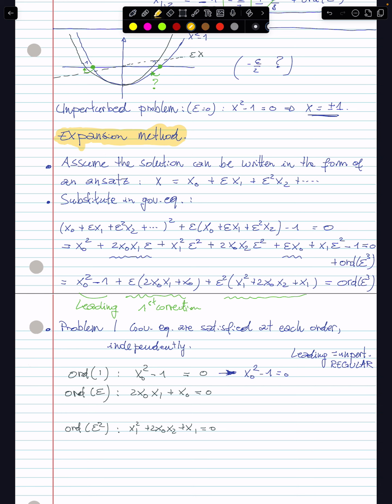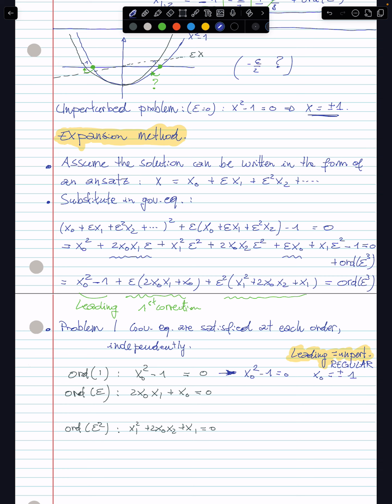Okay, important. That's something you can keep as a take-home message. Okay, so the solution is x0 is equal to plus or minus 1. We know this already. It means we have two roots. Good, that's something we know.